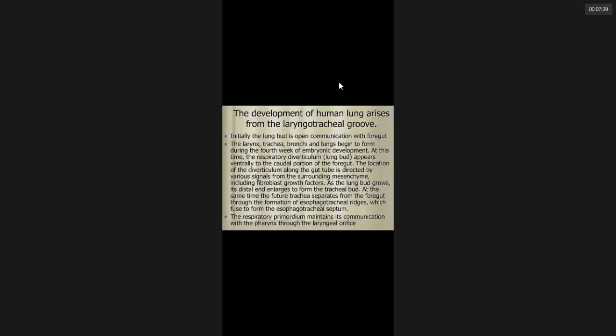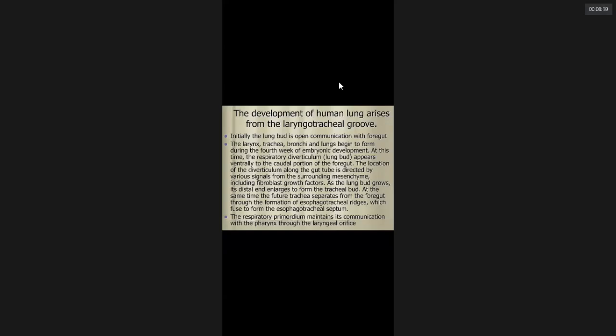ये लंग बट सेपरेट हो जाएगी आपकी इसोफिगस से. So at the same time, the future trachea separates from the foregut through the formation of the tracheoesophageal ridge, which fuse to form the esophageal septum, which is getting fused to form the tracheoesophageal septum. So the respiratory primordium है, primordium मतलब initiator है, maintains its communication with the pharynx through the laryngeal orifice.